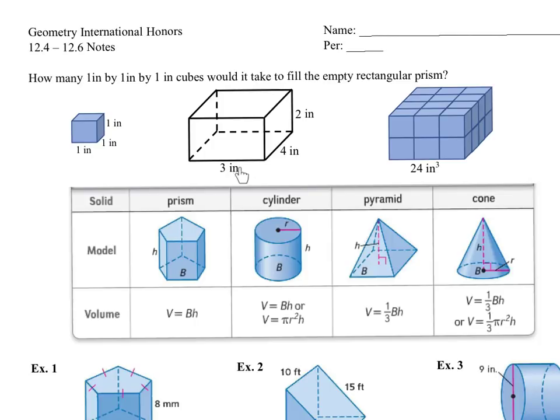So imagine you have an empty box that measures 3 inches by 4 inches by 2 inches, and you're wondering how many of these 1 inch by 1 inch by 1 inch cubes it would take to fill up this box. Well, if you started placing cubes in the box, eventually you would have this setup where you have 3 cubes by 4 cubes by 2 cubes. Well, if we multiply 3 times 4 times 2, we get 24. So this 24 cubic inches means that there are 24 of these 1 inch by 1 inch cubes it would take to fill up this space.